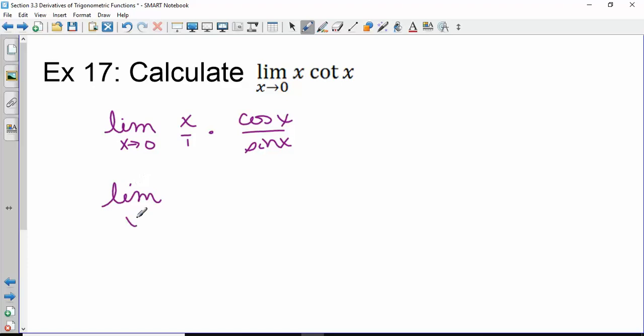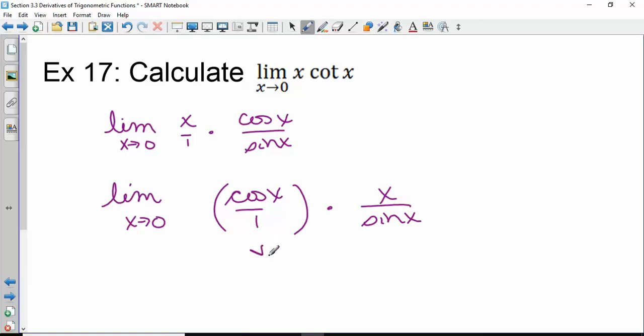I'm going to regroup these things. I am going to flip the x and the cosine. So I'm going to make this a cosine x over 1 times x over sine x. You guys all agree that that's legal? If you multiply it, we still get the same thing. If I evaluated this limit, cosine of 0 is 1, divided by 1 is 1. This one, x over sine of x as x goes to 0, that limit says it goes to 1. So we have 1 times 1, which is 1.